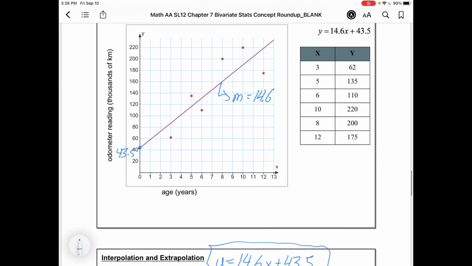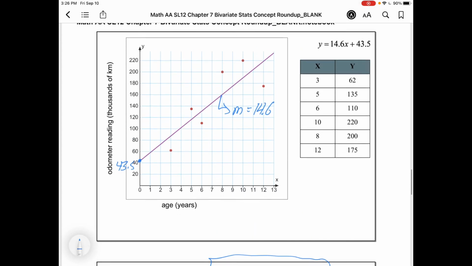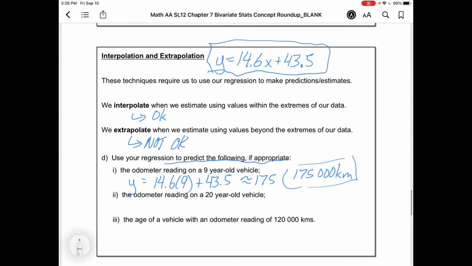The odometer reading on a 20-year-old vehicle. Now, let's think. That would be extrapolation. We only have data that runs up to 12-year-old cars. To go for a 20-year-old vehicle seems like a stretch. So no, we're not going to do this. Not appropriate because it's extrapolation. Could we do it for a 100-year-old car? No, that would be absolutely ridiculous. So extrapolation.